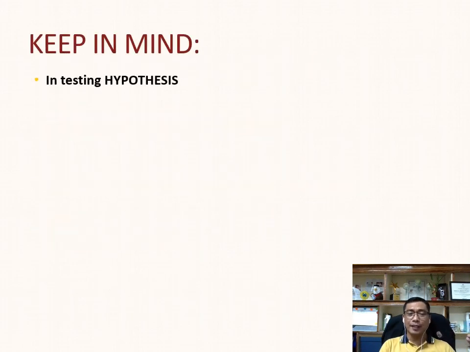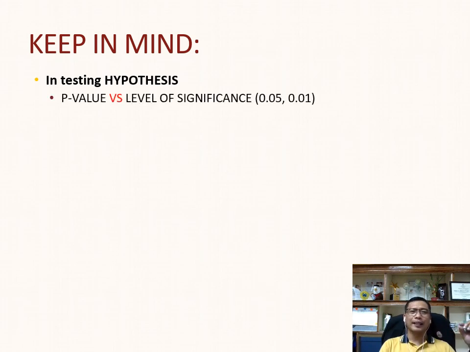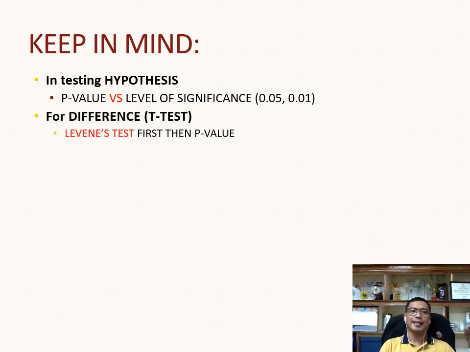Now, this would be sample results, but before that, you should try to keep in mind that when you test the hypothesis, you're actually trying to compute for the p-value, and you would be comparing it to the level of significance, which is 0.05, the acceptable level of significance for the social sciences. For test of difference, you would be using t-test.